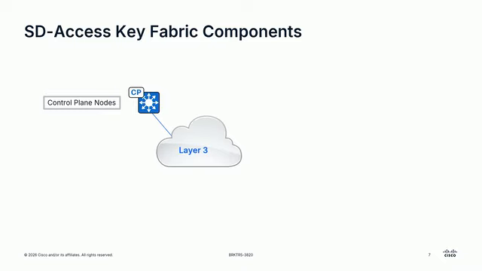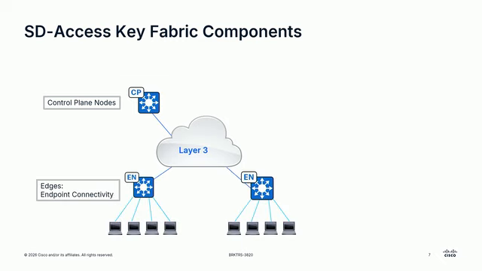Of course, you also want to have endpoints inside the fabric. We connect them to the edge nodes, the edge node connectivity. We can connect PCs, APs, everything you want. If it's an endpoint and it's being connected, we connect it to the edge nodes. To get out of the fabric, we have border nodes. We have multiple types of border nodes. You have internal border nodes, external border nodes.